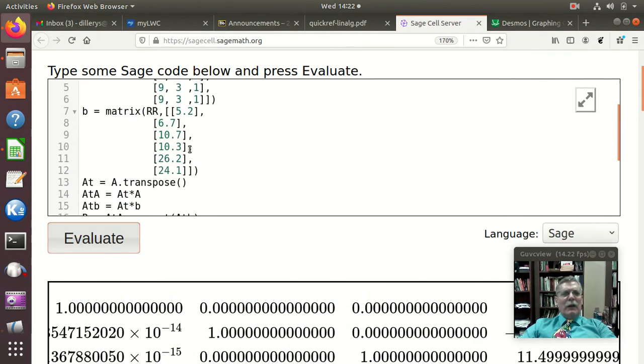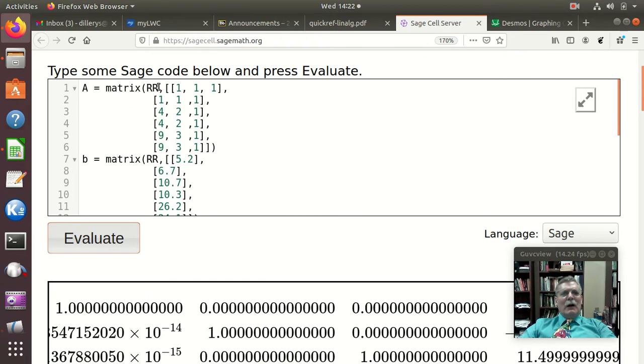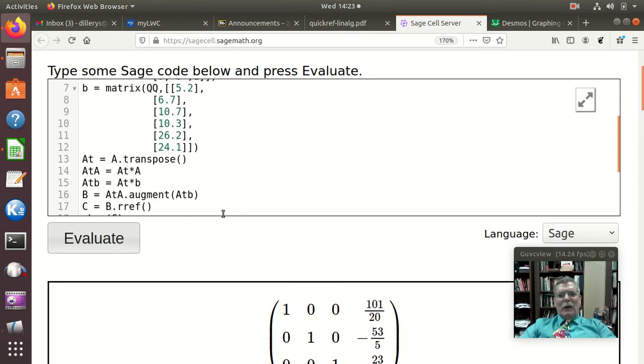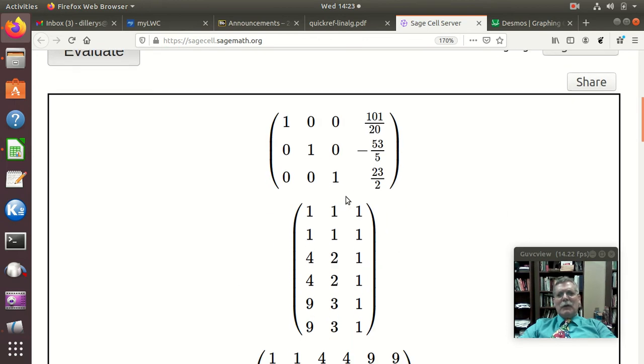Now I want to go up here and just try something. Instead of RR, let's try it with the rationals. So it'll be fractions, and I don't know how it'll do. We'll say evaluate, and oh wow, nice, right? So it did the fractions, and we get 101 over 20, which is 5.05. We get negative 53 over 5, which is negative 10.6. And then 23 over 2, which is 11.5.